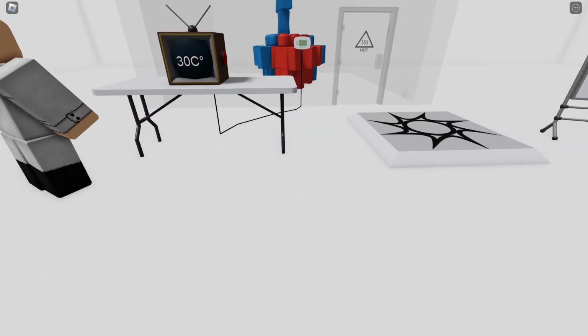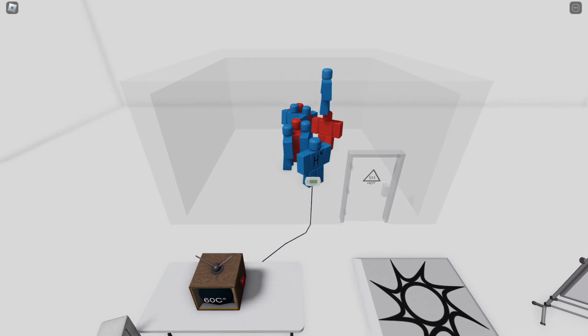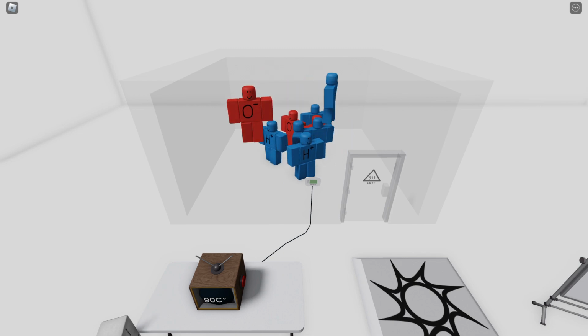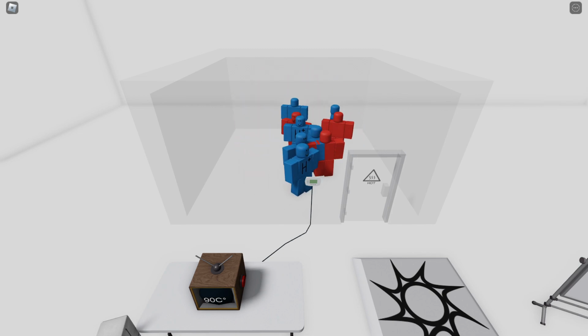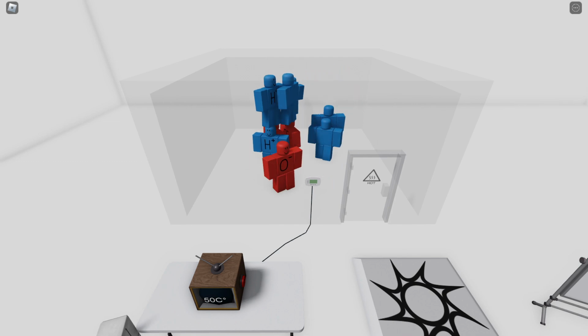These dummies represent the atoms of a water molecule. At first, they're slow because it's solid. As I increase the temperature, their speed increases as well as their separation. Wow, look at this spatial configuration. The opposite happens when the temperature is lowered.